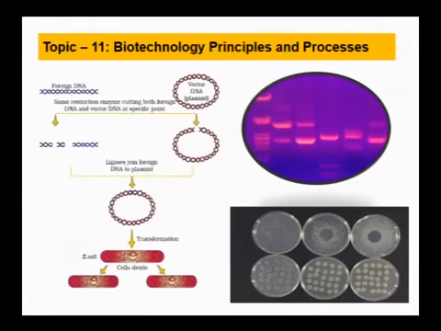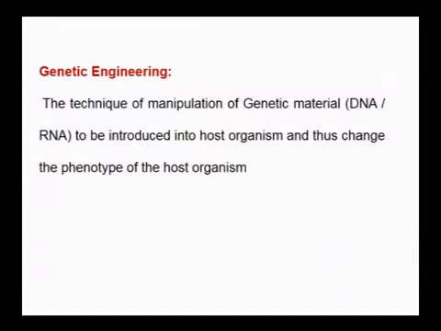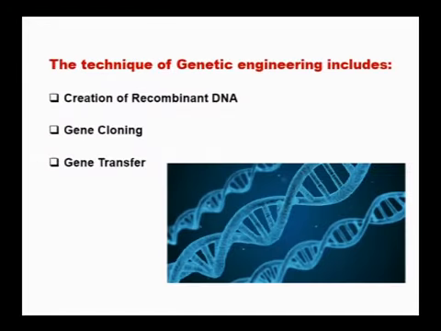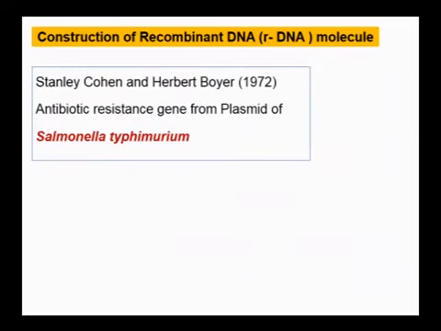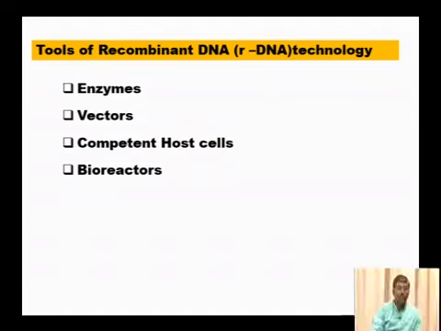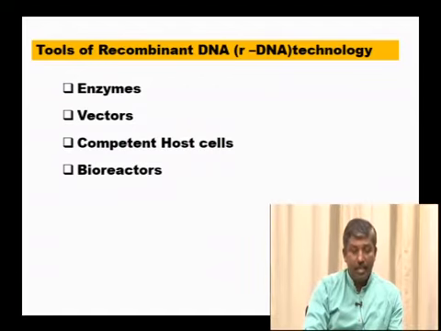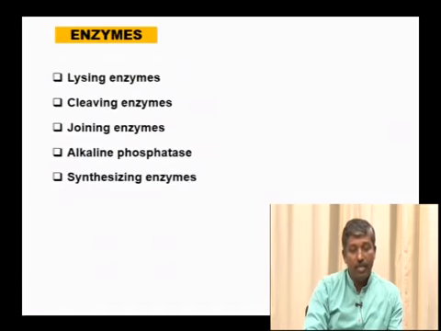Now, we will move on to the next topic, biotechnology principles and processes. We go through the topics, which include genetic engineering techniques: creation of recombinant DNA, gene cloning, gene transfer. The first recombinant DNA was constructed by Stanley Cohen and Herbert Boyer by using Salmonella typhimurium. And the tools we use in recombinant DNA technology include enzymes, vectors, competent host cells and bioreactors.